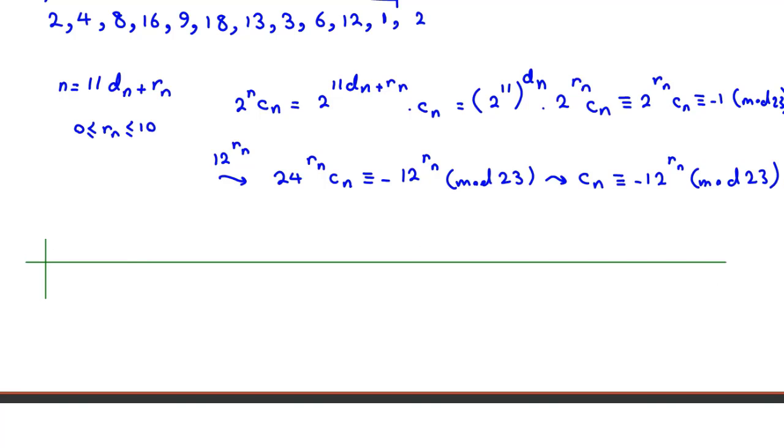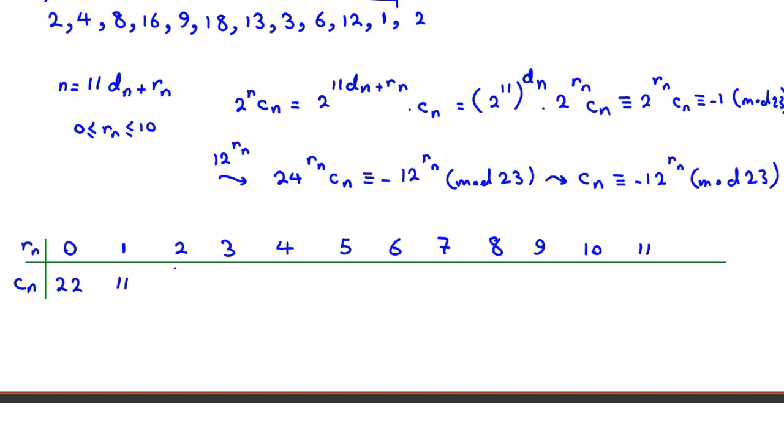Here rn can be 0, 1, 2, 3, 4, 5, 6, 7, 8, 9, 10, and Cn is 1. So for C0, it will be negative 12 to the power of 0, which is negative 1. Because Cn should be positive, we can say it's 22. Now, let's consider the next one, C1. C1 here is negative 12 to the power of 1, negative 12. 23 minus 12 is 11.